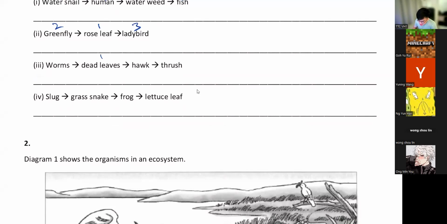You have dead leaves eaten by worms, eaten by thrush. A thrush is a bird, a small bird, eaten by a hawk. Okay. Next, number four. You have your lettuce leaf eaten by a slug, eaten by a green snake, and eaten by a frog. Oh wait. Eaten by a frog, eaten by a green snake.